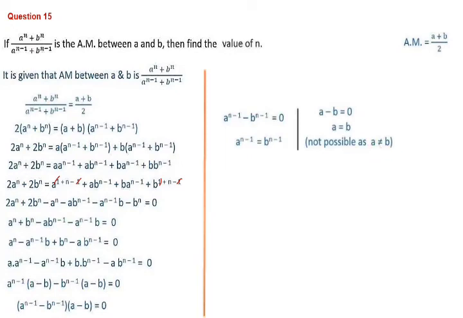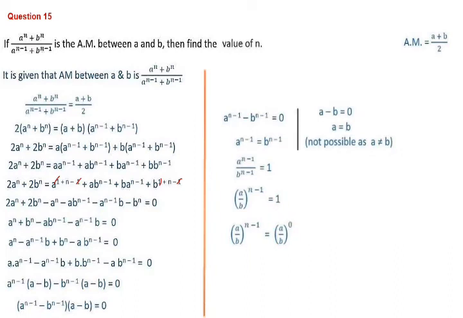Here, between a and b, arithmetic means between two numbers only are mentioned. So if a and b are equal, it is not possible. So a and b should not be equal. Then here bring this one to the left hand side. That means the division will be coming. A power n minus 1 divided by b power n minus 1 is equal to 1. That means a by b the whole power n minus 1 is equal to 1. Then we can write this 1 as a by b the whole power 0.